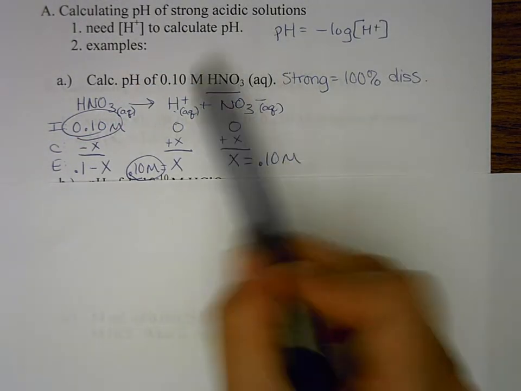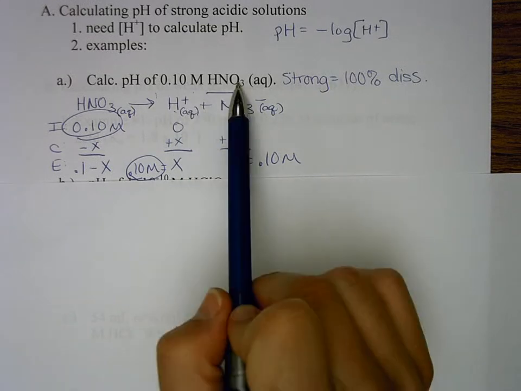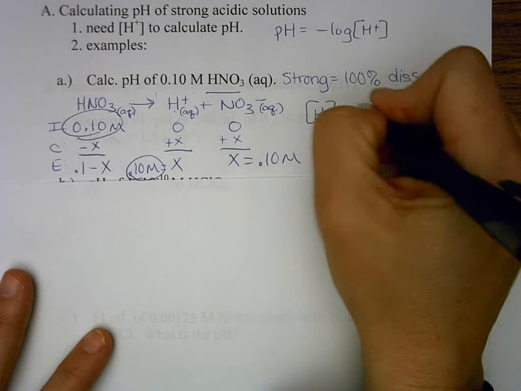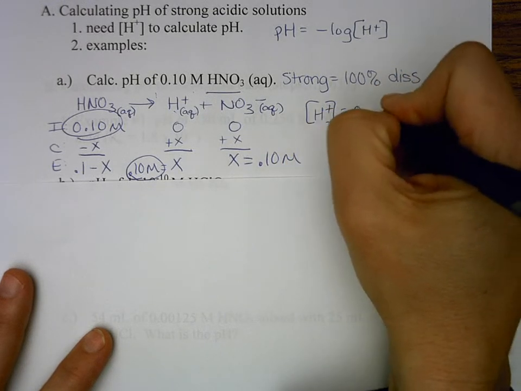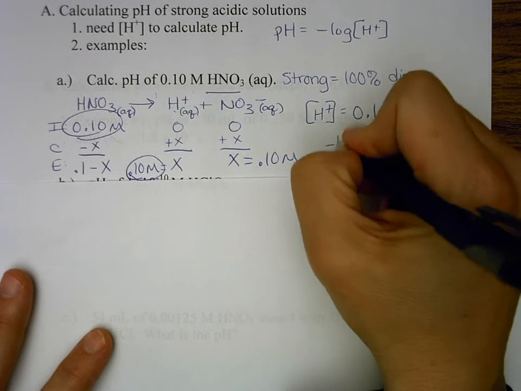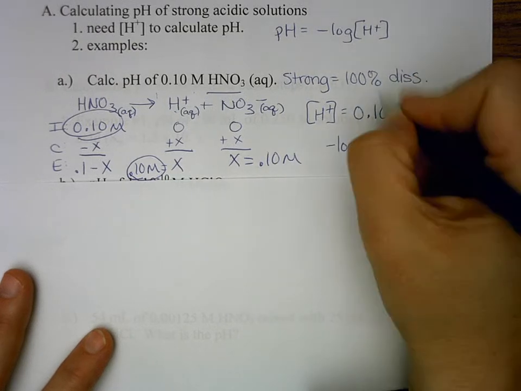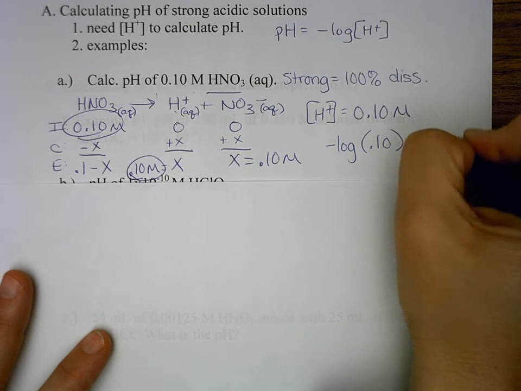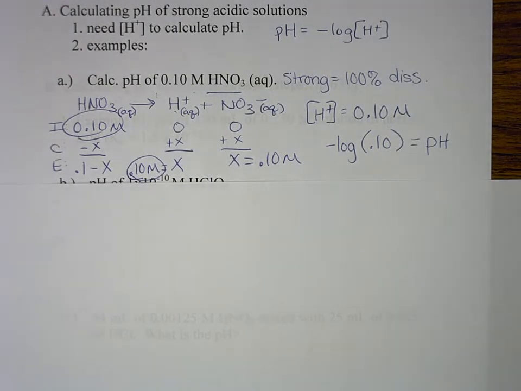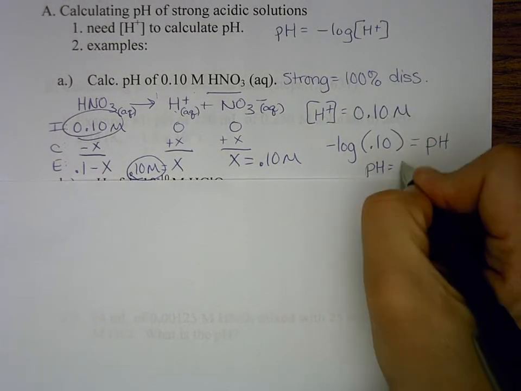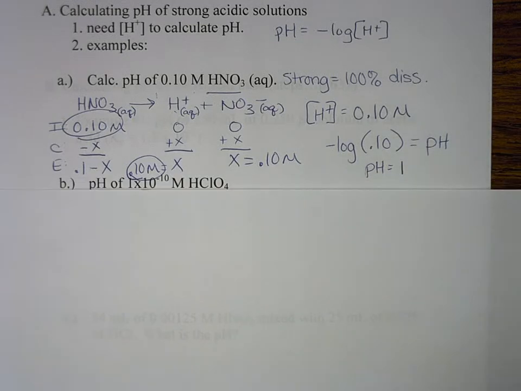So if I have a concentration of 0.1 molar of nitric acid, and it's a strong acid, any strong acid, it fully dissociates. That means that the concentration of hydrogen after dissociation is 0.10 molar. So then you can just take the negative log of that to get your pH value. What's the negative log of 0.1? Do you know? It's just 1. So the pH is equal to 1.